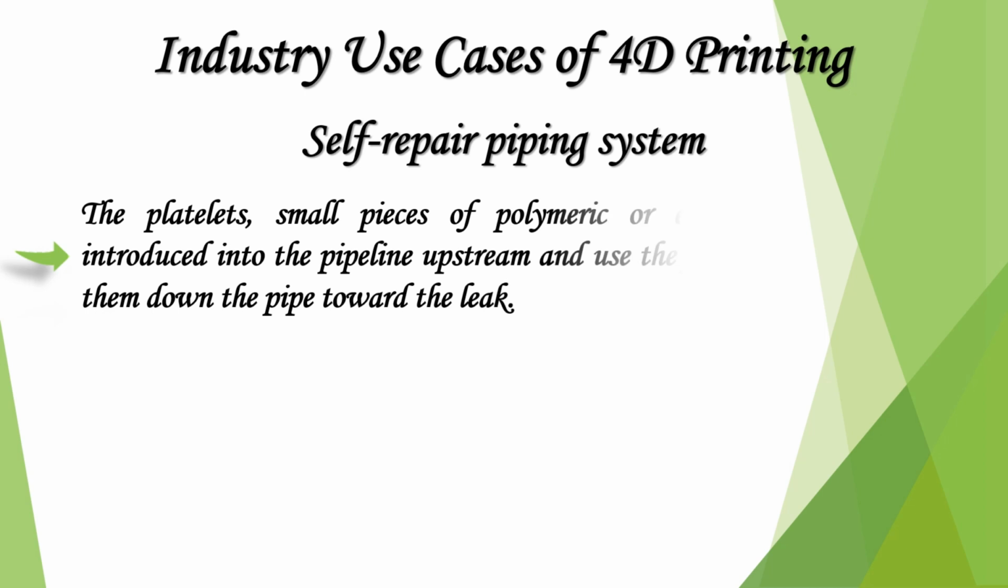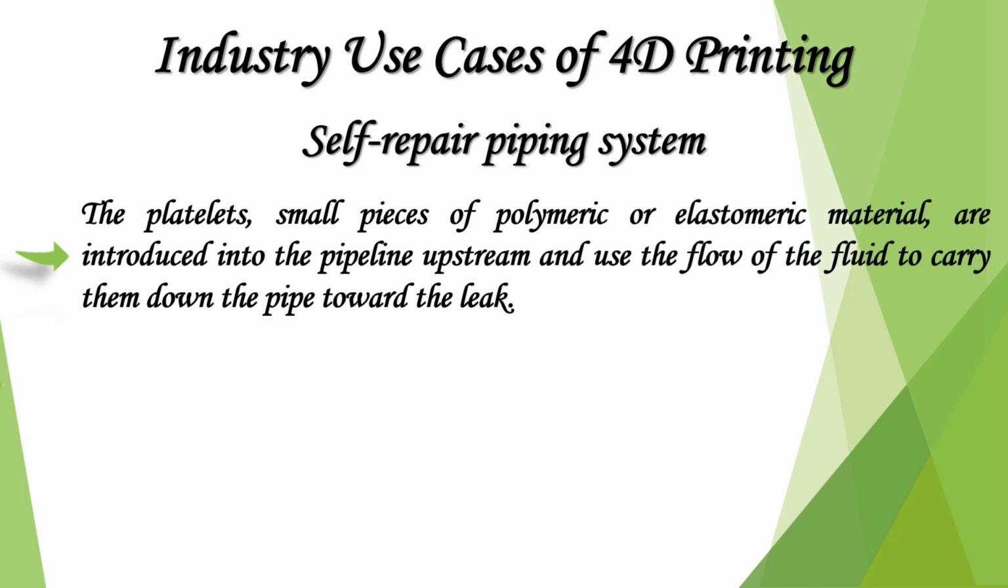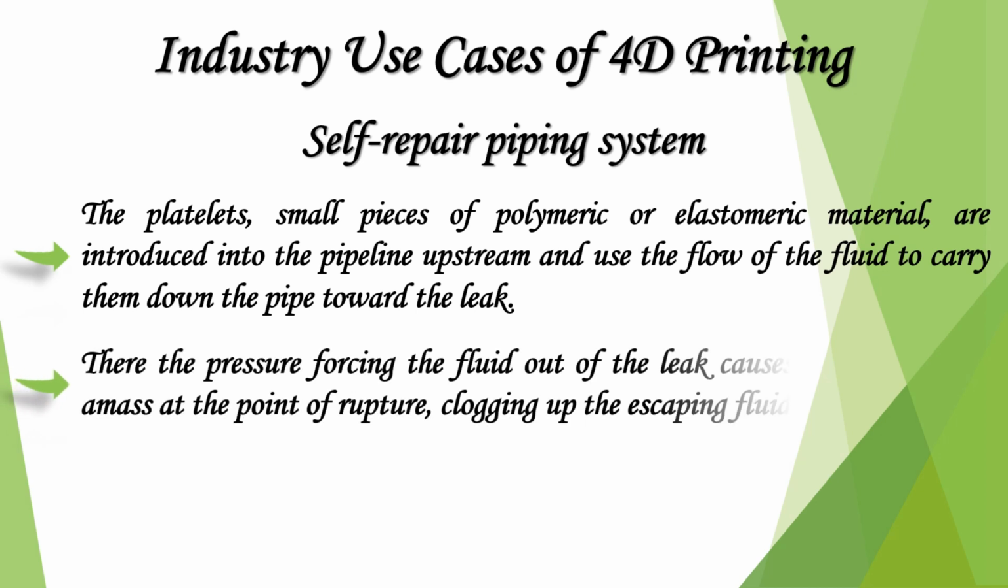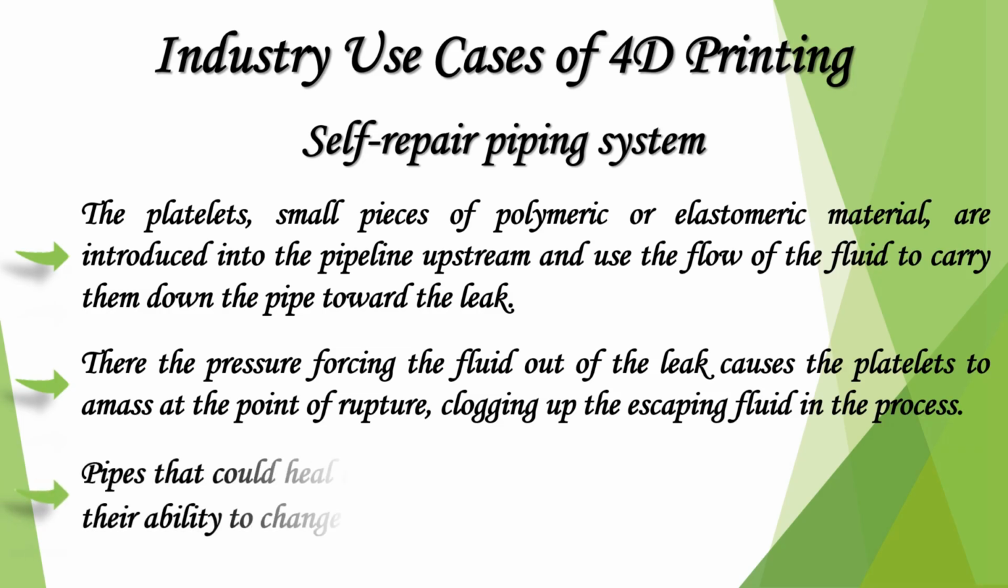Self-repair piping system. The platelets, small pieces of polymeric or elastomeric material, are introduced into the pipeline upstream and use the flow of the fluid to carry them down the pipe toward the leak. There the pressure forcing the fluid out of the leak causes the platelets to amass at the point of rupture, clogging up the escaping fluid in the process.